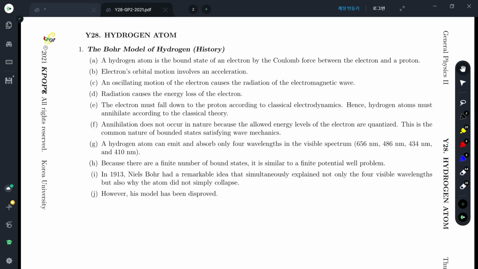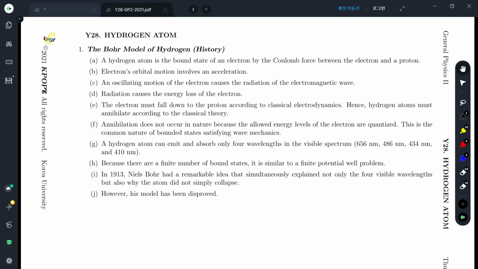So the electron undergoes uniform circular motion, and the acceleration generates an electromagnetic field. That electromagnetic field propagates everywhere. The energy of the system dissipates.